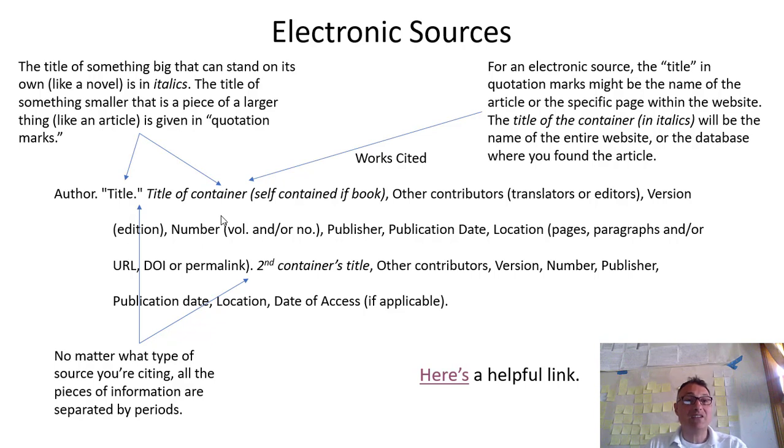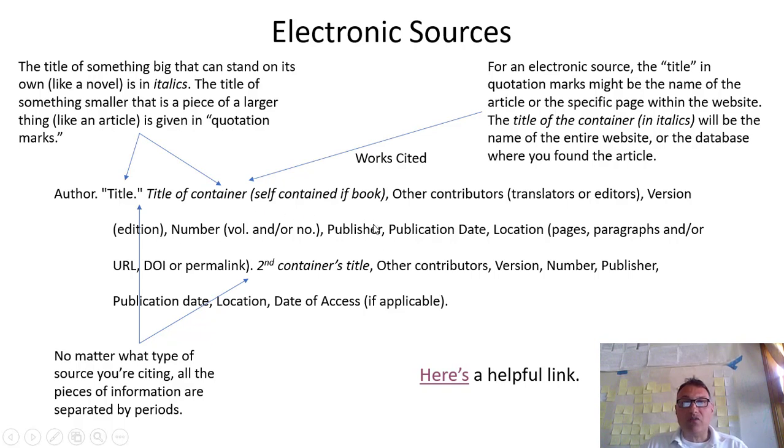Larger things that can stand on their own are italics. So for instance, the name of a short story or the name of an article would be in quotation marks. The name of a novel would be in italics. So here we have the title of an article with a period separating it from the name of the database. The title of the article is in quotation marks, and then the name of the database is in italics.